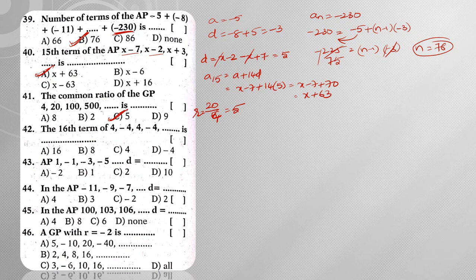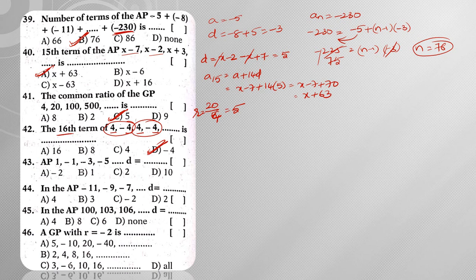Next, the 16th term of this particular GP. So this is a GP, right? So 4, minus 4, 4, minus 4. If you observe, every pair ends with minus 4. The 16th term means it is the end of the 8th pair. That means the end of the 8th pair should end with minus 4. Hence the answer is minus 4.